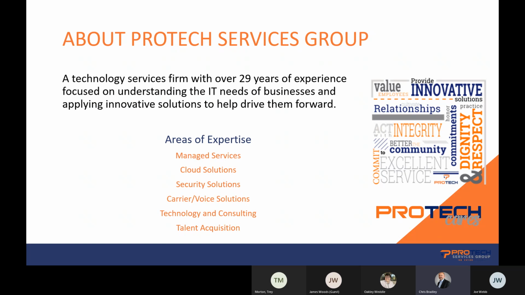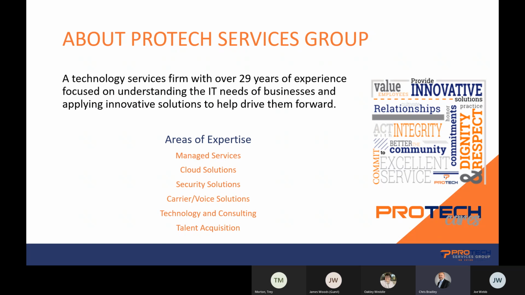Technology and consulting services, which range from small to large-scale IT projects to consultative engagements in any of our areas of expertise. Talent acquisition, with a full-featured staffing division, we are able to assist with temporary and permanent placement of resources with talents ranging from IT and finance to the executive level.